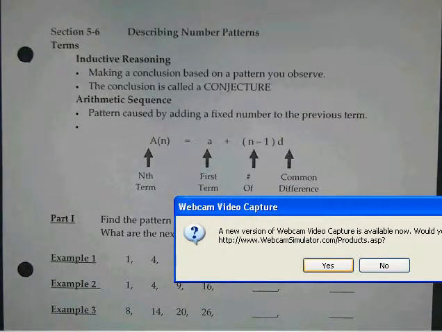Section 6, patterns of numbers. Okay? Here's the pattern. 2, 4, 6, 8. What's the pattern? What comes next?